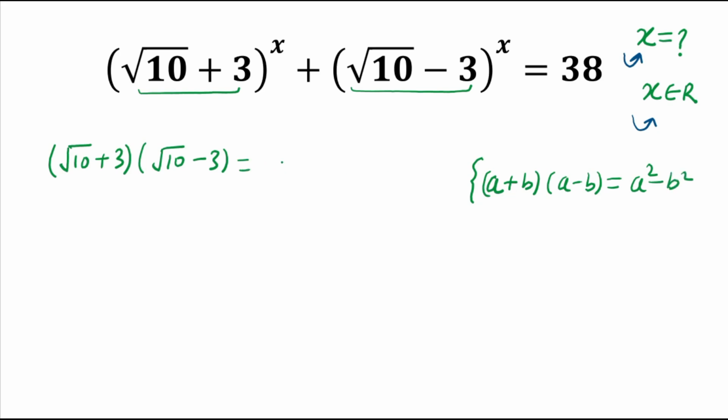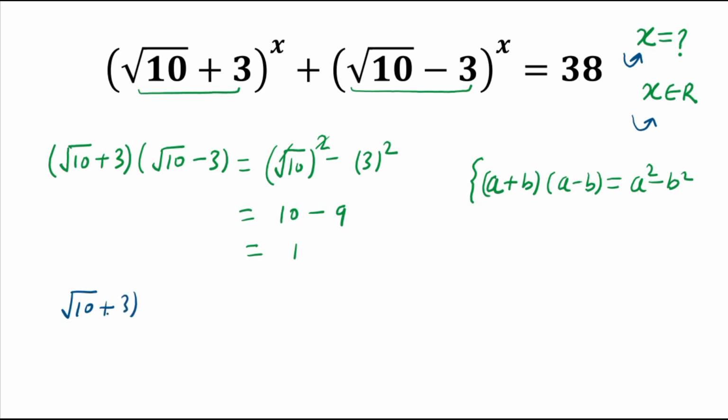So on the right hand side this expression will be equal to (√10)² − 3², and the square root is cancelled out by this square, then here 10 − 9, so this is equal to 1. Here the value of (√10 + 3) multiplied by (√10 − 3) is equal to 1. Now if we divide both sides by (√10 + 3), then the value of √10 − 3 is equal to 1 over (√10 + 3).